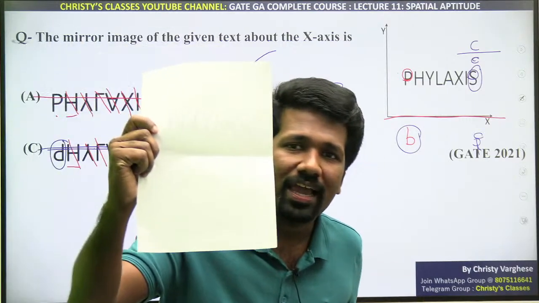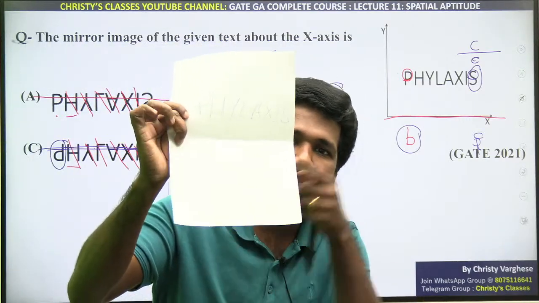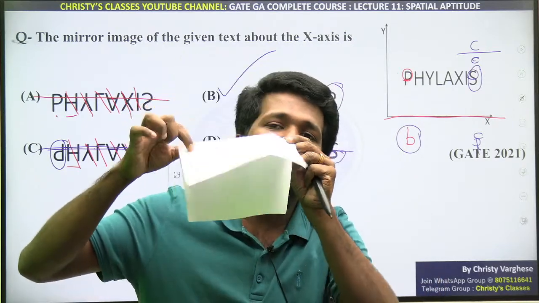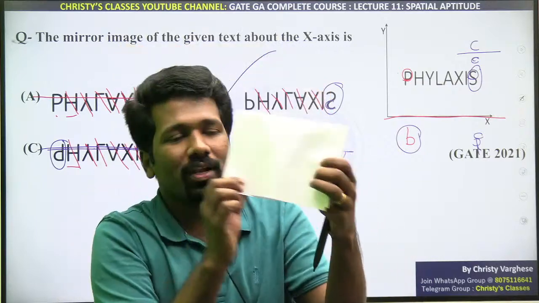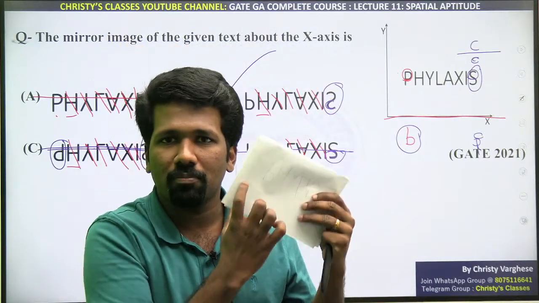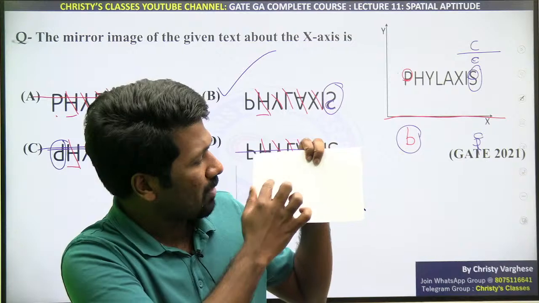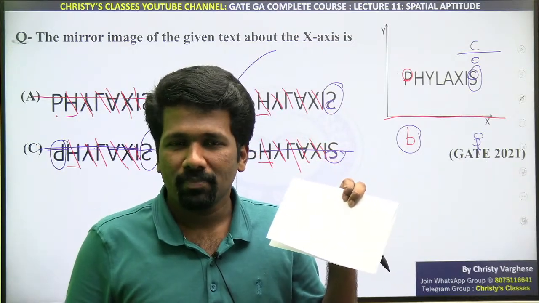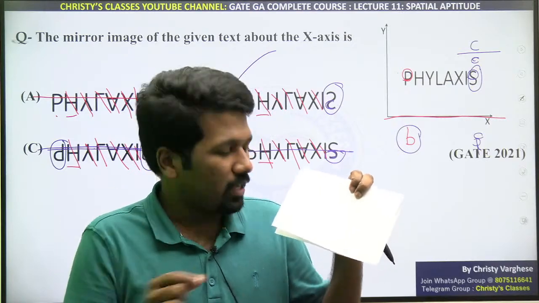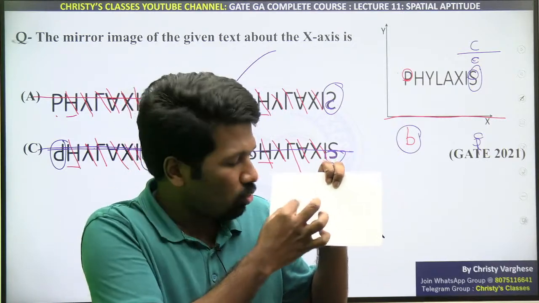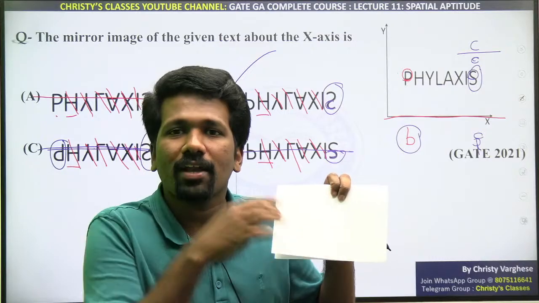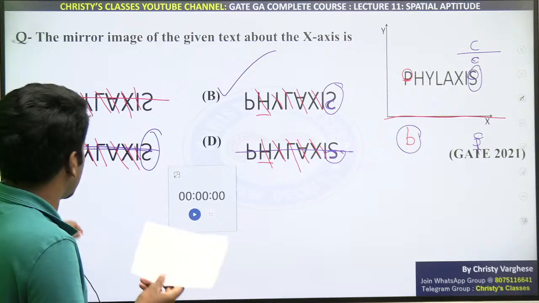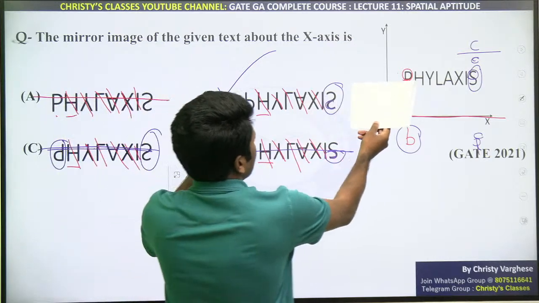Write the word fill axis on a paper, and the mirror goes here, so just fold it like this. Most probably you will not be seeing the tracing here; you will be seeing the mark of the pen that you have made. Draw it a little sharply, then you will see the mark of the pen. Draw over that mark. Whatever image you are getting, that is your answer. This exact image I will be getting.